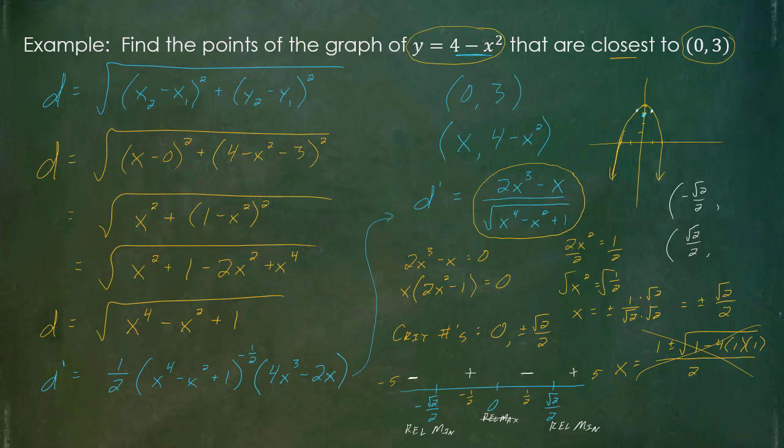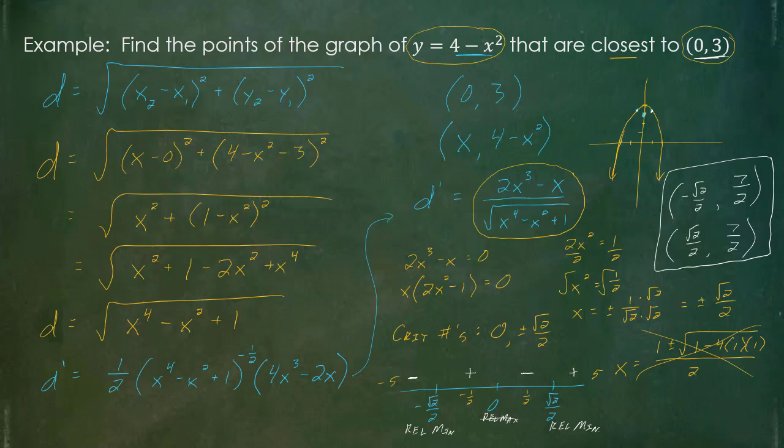So it's really just going to be square root of 2 over 2 squared, which is 2/4, which reduces to 1/2. So 4 take away 1/2, that would be 3.5, which really would just be 7/2 as a fraction, or you could write it as 3.5. But those would be my 2 points that are on the graph that are closest to that point (0, 3).